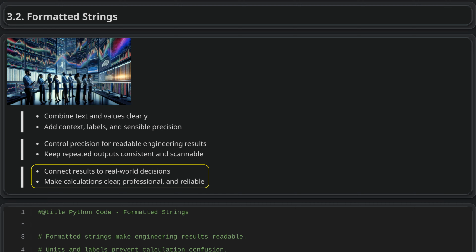Formatted strings connect numerical results to their practical meaning. They help present lab or design calculations clearly, such as whether a measured value or system performance meets expectations. Clear formatting reduces ambiguity, supports better decisions, and makes analytical programs communicate results more professionally and accurately.